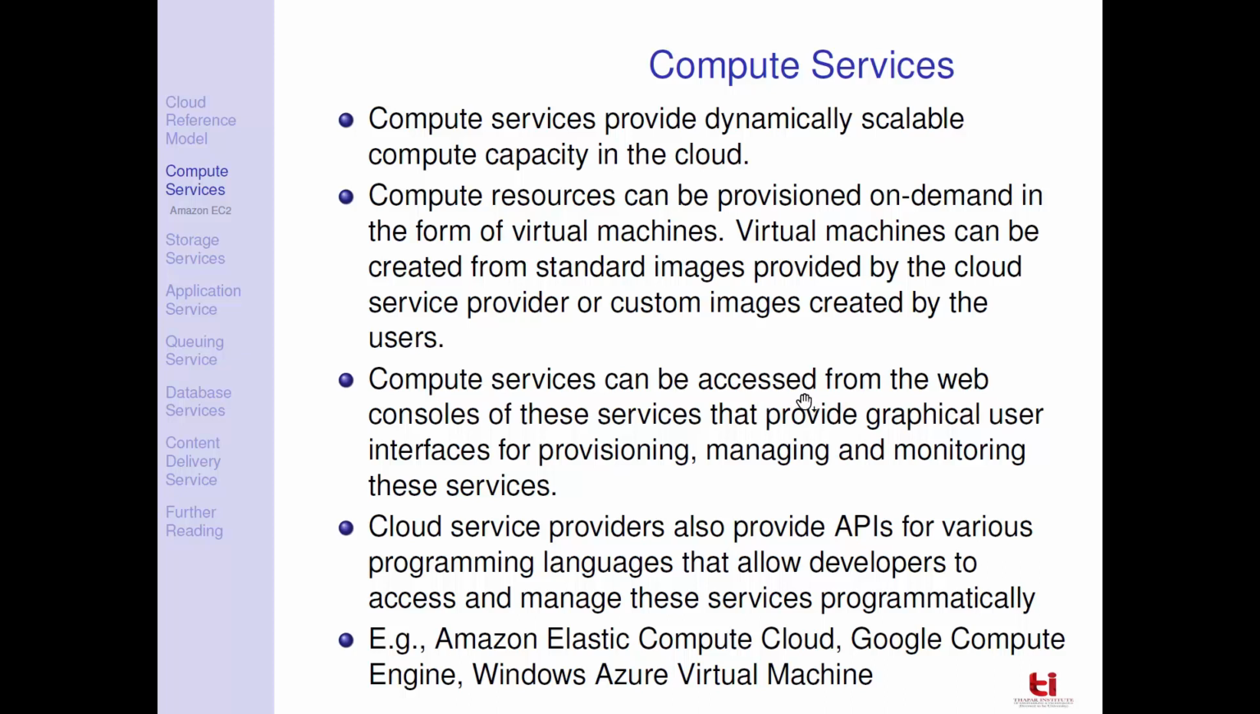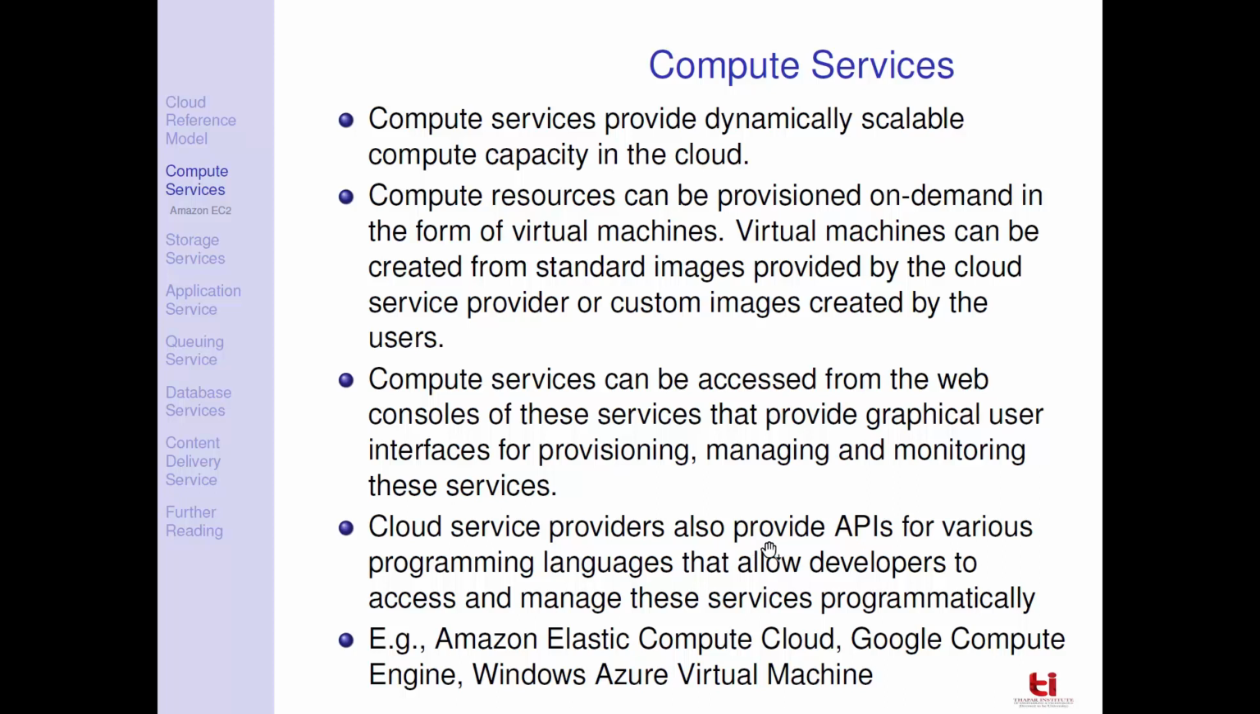Next, compute services can be accessed from web consoles of these services that provide a graphical user interface for provisioning, managing, and monitoring these services. For example, if a user wants to avail Amazon's EC2 service, then the user simply needs to go to the website of Amazon EC2, create a login there, and choose what kind of service it wants, what kind of virtual machine with what configuration it wants. After deciding the configuration, just by a click it can obtain that virtual machine. So these computing services can be accessed from the web service console. Moreover, they can be provisioned, managed, and monitored also through the same console.